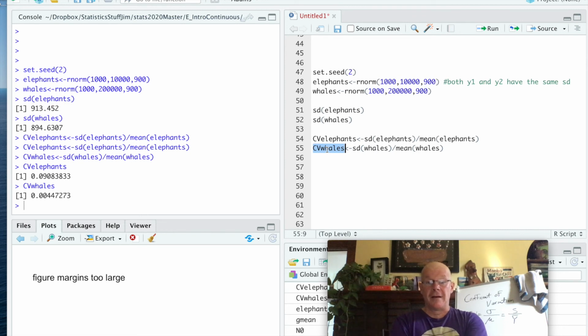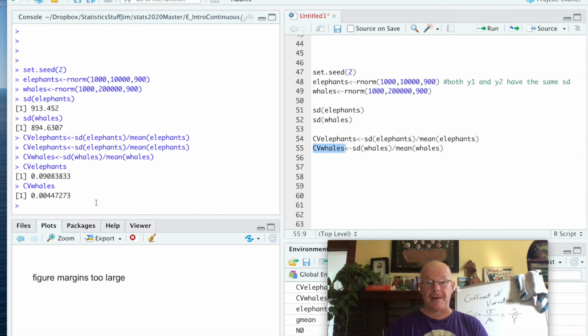And so even though the standard deviations are the same, whales are so much bigger that that same amount of variation is not nearly as big as if you were to look at something that was lighter, like an elephant, where you have a lot more variation. And just looking at these numbers, elephants are more than an order of magnitude more variable than whales based upon these samples. And so again, it's a different way to describe the variability of your samples, and here you're accounting for what the mean is.